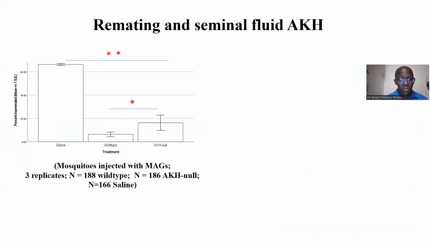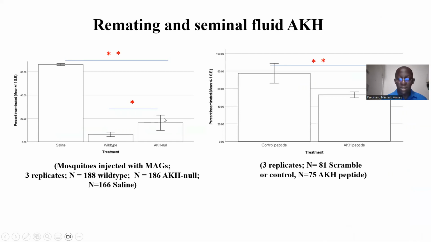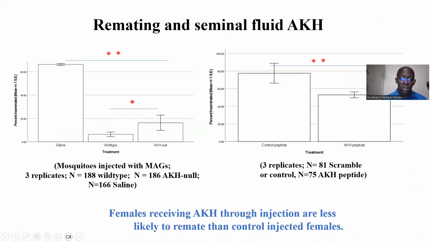And then you can see this time when you inject the male accessory gland, you have the same result. Wild type, you have a very low percentage of insemination. When AKH is absent, you increase. And then we confirm that if you inject the AKH peptide, you reduce the percentage of insemination as compared to the control. The control is non-functional AKH. So it is clear that the females that receive AKH co-injection are less likely to remate than the control injected females.